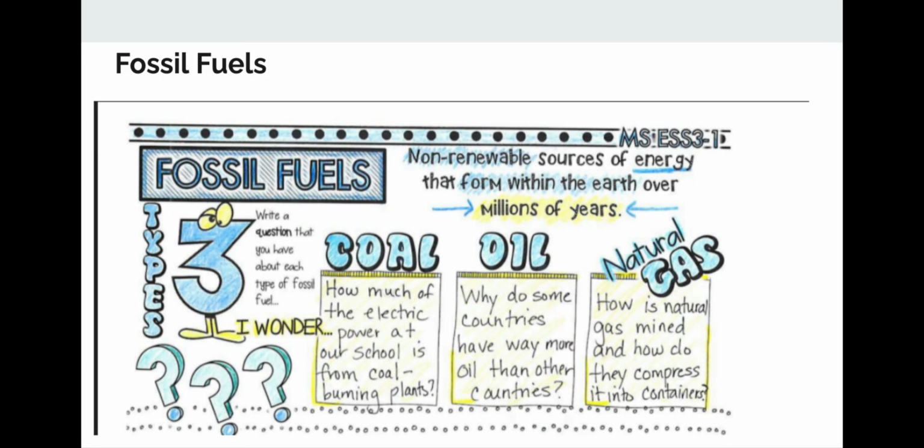What I want you guys to do is write a question that you have about each type of fossil fuel. My example questions are, for coal: How much of the electric power at our school is from coal burning plants? For oil: Why do some countries have way more oil than other countries? For natural gas: How is natural gas mined and how do they compress it into containers?